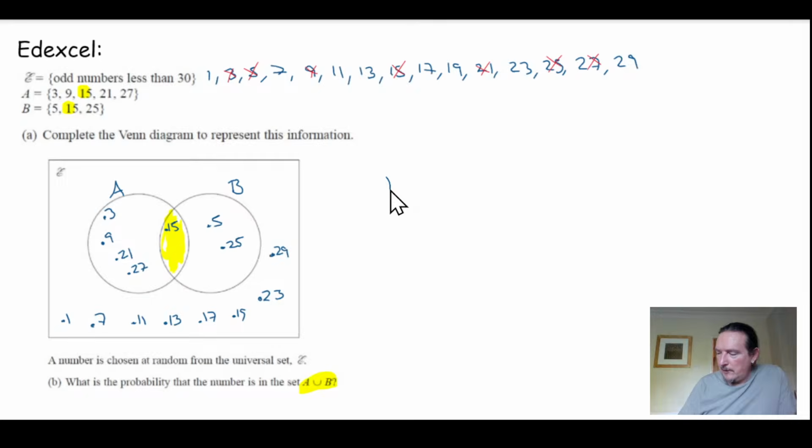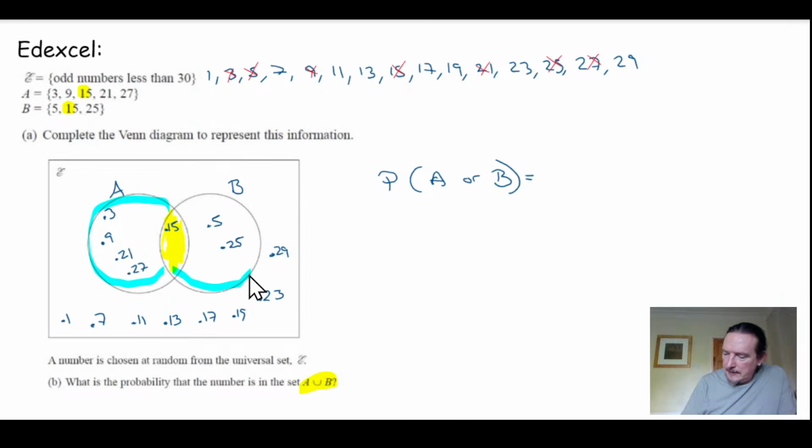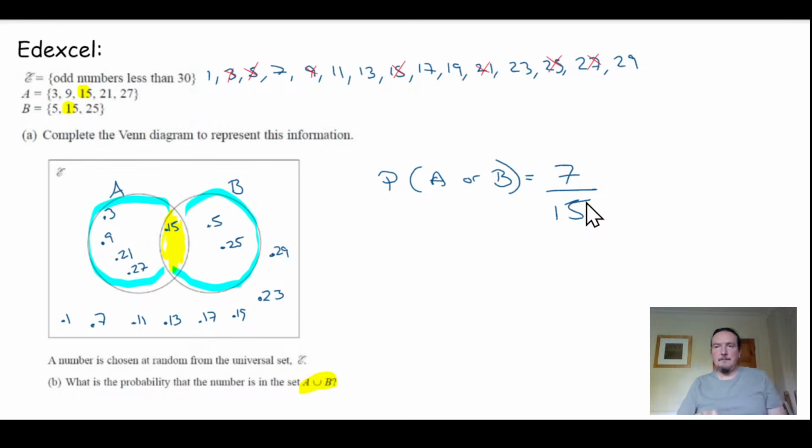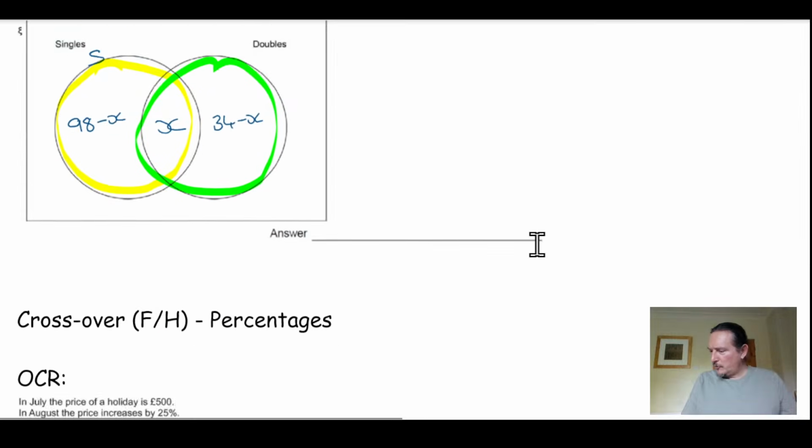So what we're working out is the probability of A or B. So if it's in either A or it's in B, that is anything inside this circle plus anything in that circle there. So what is that then? I've got 1, 2, 3, 4, 5, 6, 7 elements altogether out of a total of 15 we said. So the probability that I pick one at random and it's in either A or B is going to be 7 over 15. And I'm not quite sure it printed out correctly.